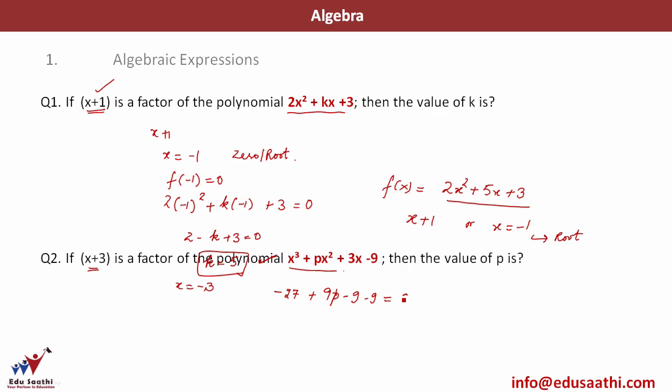Now the final value that I will get would be 0 because it is a factor. Factor means x equal to minus 3 is a root of that equation. That means the output when x is equal to minus 3 will turn out to be 0. So this is minus 27, minus 9 and minus 9 equals 0. So I can write 9p here. The value here would be 27 plus 18. So the value of p would be, divide this expression by 9. You can also split it into parts. This will be 3 plus 2. So the value of p comes out to be 5.